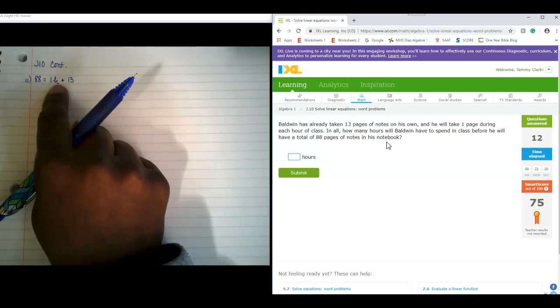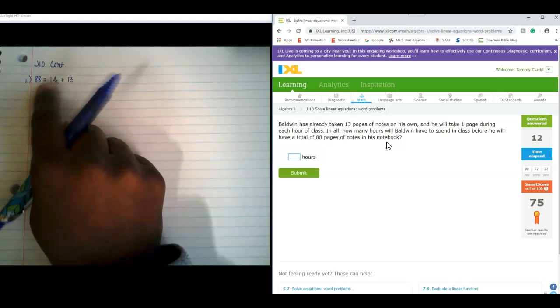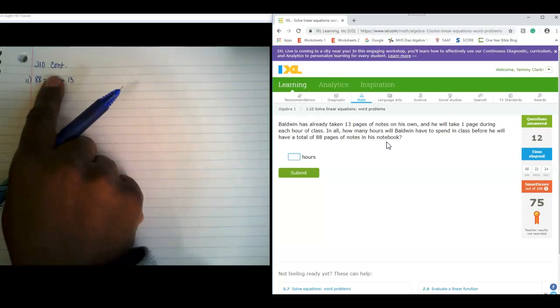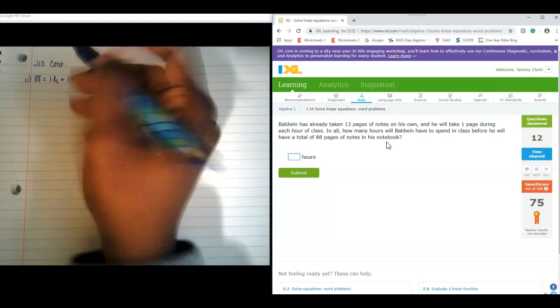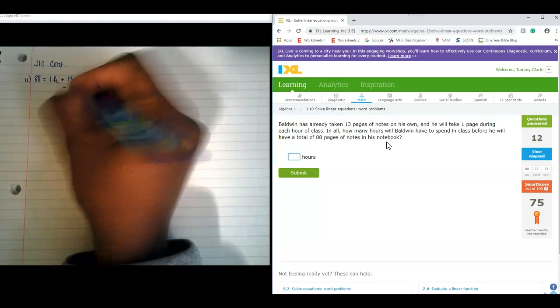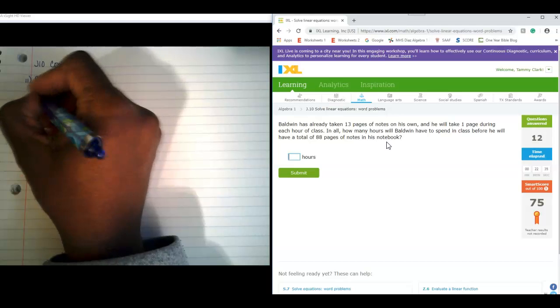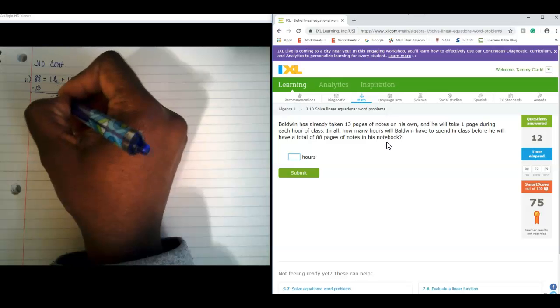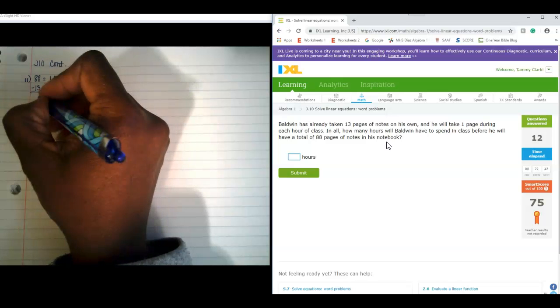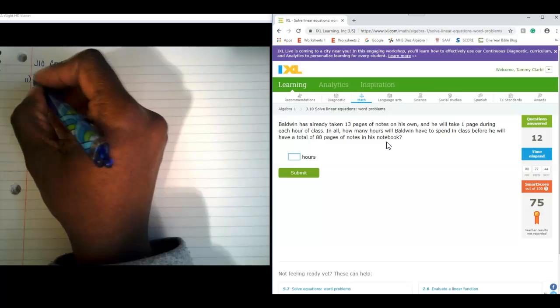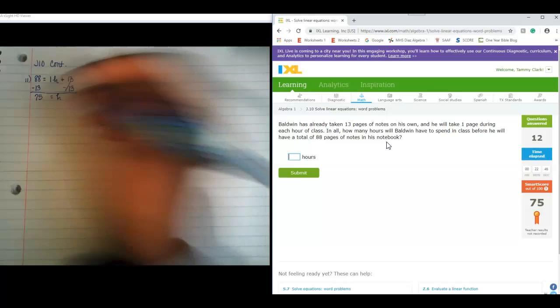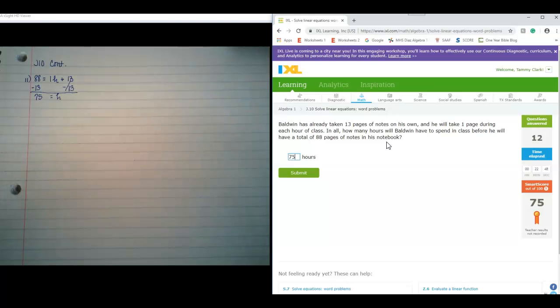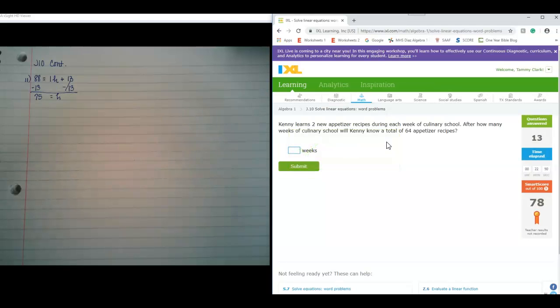So what we're going to do, we can do this by inspection if you like. Since it's 1 times some number plus 13 gives us 88. If we cover that up, we can pretty much tell that it's going to take 75, because 75 plus 13 is 88. But let's go ahead and prove that. We're going to subtract 13 from both sides of the equation. And we have the number of hours is equal to 88 minus 13. 8 minus 3 is 5, and 8 minus 1 is 7. So that would be 75 hours.